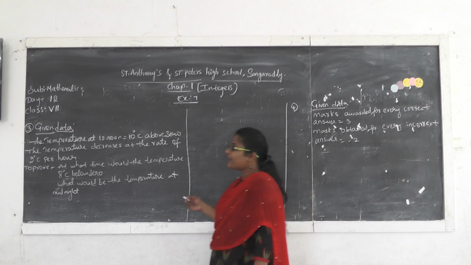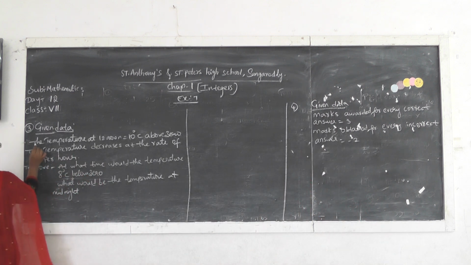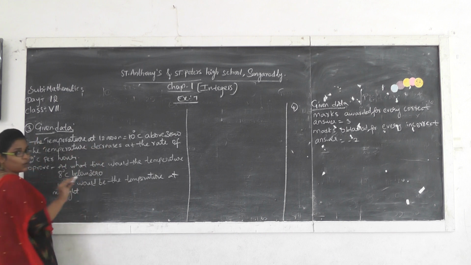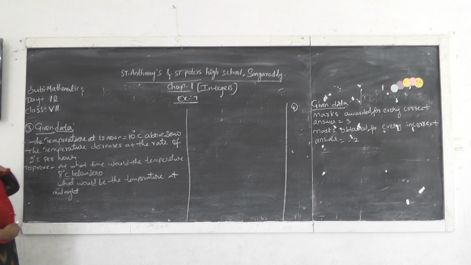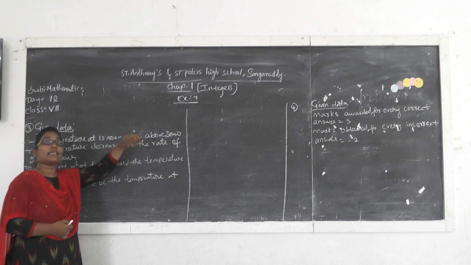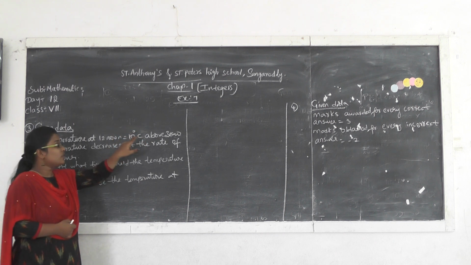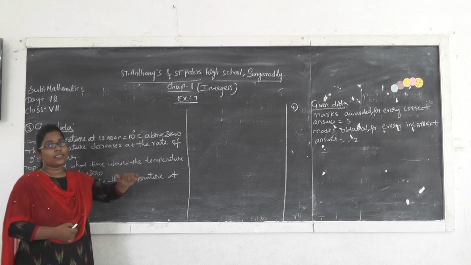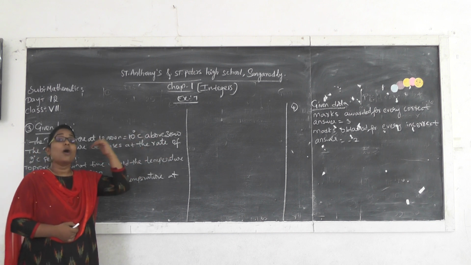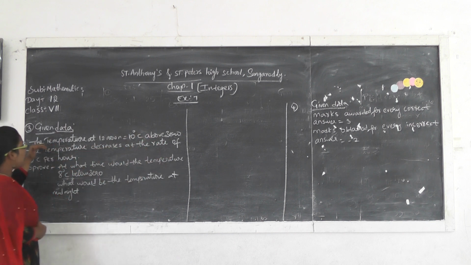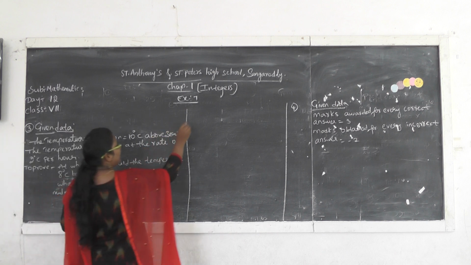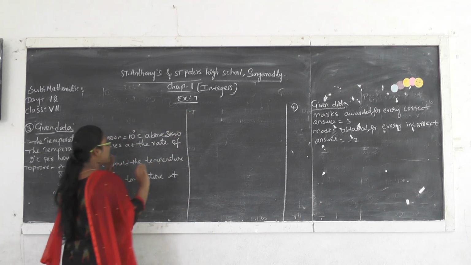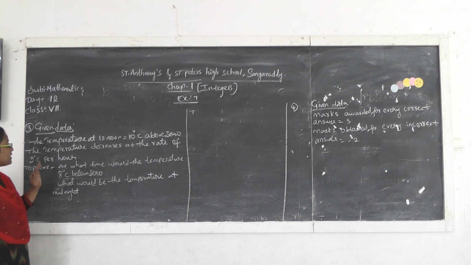See, what is the given data from the question? Look here. The temperature at 12 noon. At 12 noon, what will be the temperature? 10 degrees Celsius above zero. So 10 degrees Celsius above zero means it is a positive integer or a negative integer? Above zero, so it is a positive integer. So the temperature at 12 noon is 10 degrees Celsius, plus 10 degrees Celsius.